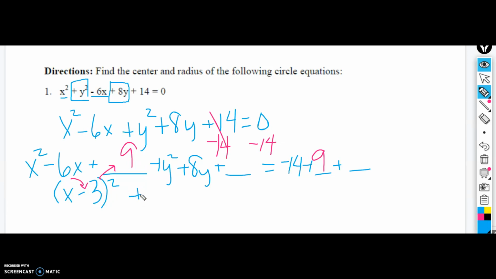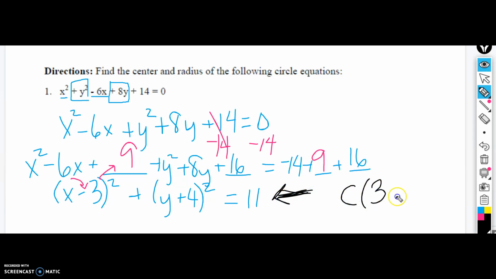Now I'm going to do the same thing with my y's. Plus y, half of 8 is positive 4, squared is 16. So my 16 goes up here and up here. Do you see how that kind of saved me another extra minute of time? Now I'm going to add negative 14 plus 9 plus 16, which is going to give me a positive 11. And now I can identify my center and my radius from this equation. My center is at positive 3, negative 4, and my radius is the square root of 11.